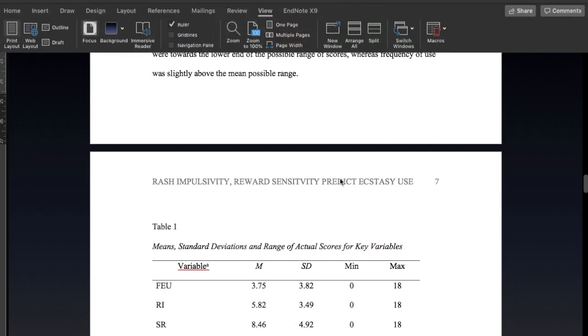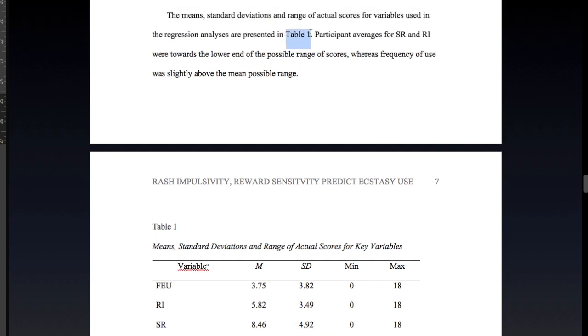So it's a good idea to always introduce your tables before you actually present your table. So I've just said the mean, standard deviations and range of actual scores in the regression analysis are presented in Table 1. So that's a really good short summary of what it is that the table contains. And then I really quickly, in another one sentence, summarize the findings of that table. So I'll summarize what the data in that table says.